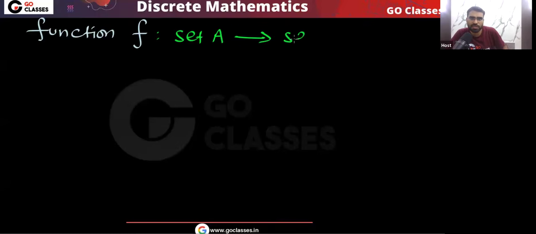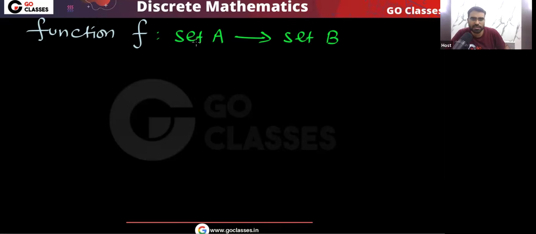A function is a structure from one set to another. Let me tell you what a function is. Function f, what is this? This is a structure from one set to another, for example, from set A to set B. Remember, a function is a structure from one set to another. And what will this structure do? This structure will associate every element of set A to exactly one element of set B.